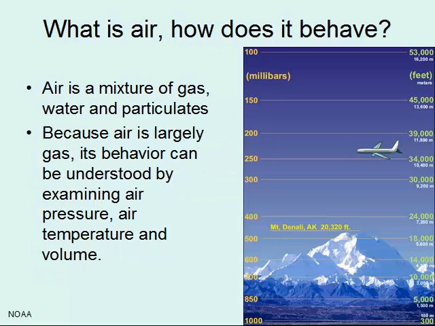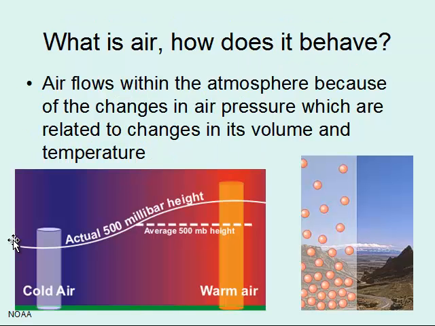So what is air? If you remember from a few weeks ago, air is a mixture of gas, water, and particulates in the atmosphere. And because air is largely a gas, its behavior can be understood by examining air pressure, air temperature, and volume. And here we can see just an example. If we're down at the surface of the earth, we have much higher pressure than we do if we move away from the surface of the earth. And this is because we have the weight of all this air above us being pulled by gravity onto the surface.